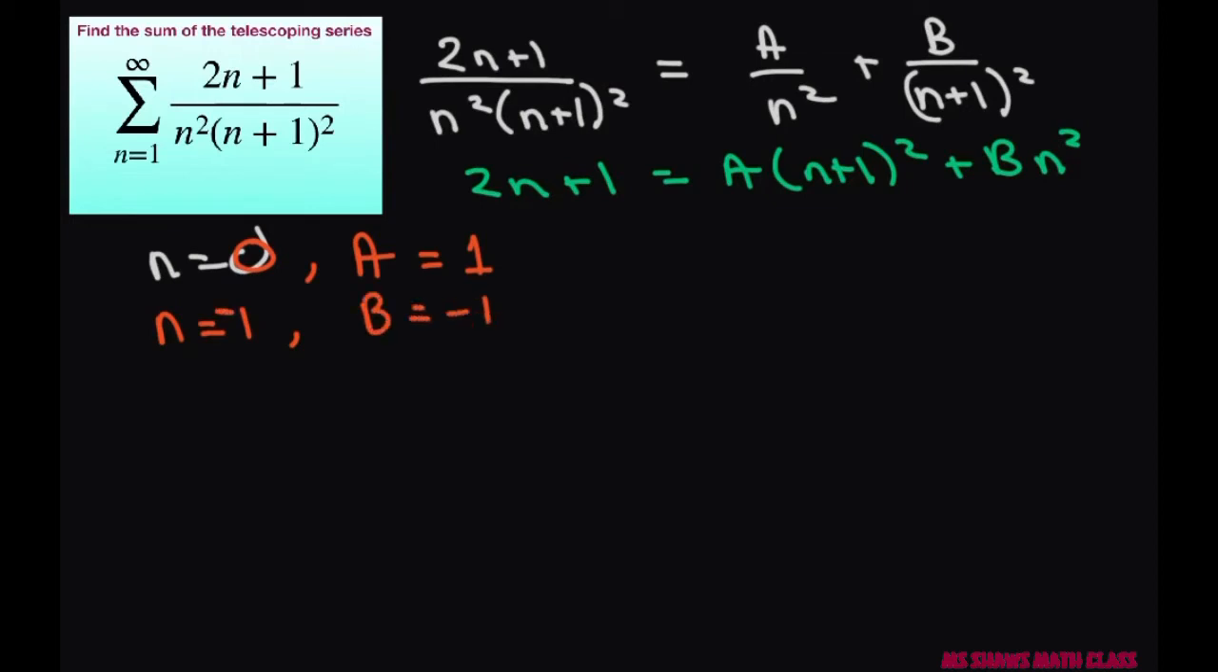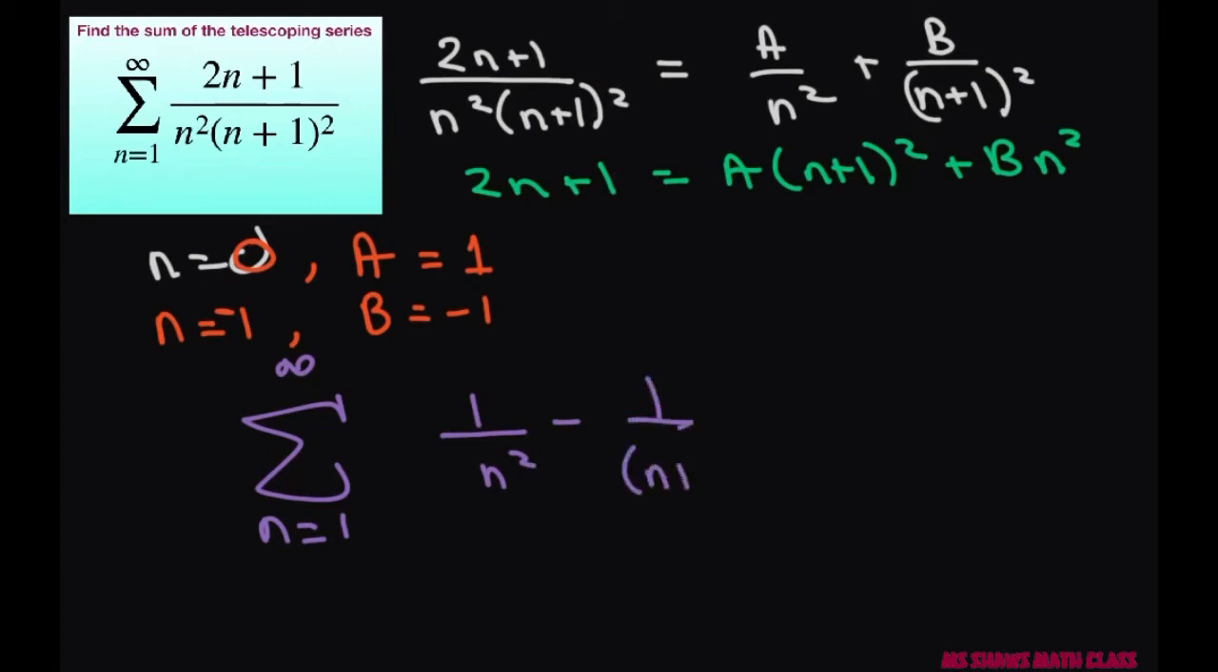So now I can write this as my sum from n equals 1 to infinity of 1 divided by n squared minus 1 divided by (n plus 1) squared. All right, now that I have that, we can notice the telescoping series and see the pattern a lot better than if we left it like that. So let's go ahead and do that. I'm going to rewrite it real quick. I'm just going to write this as 1 divided by n squared minus 1 divided by (n plus 1) squared.